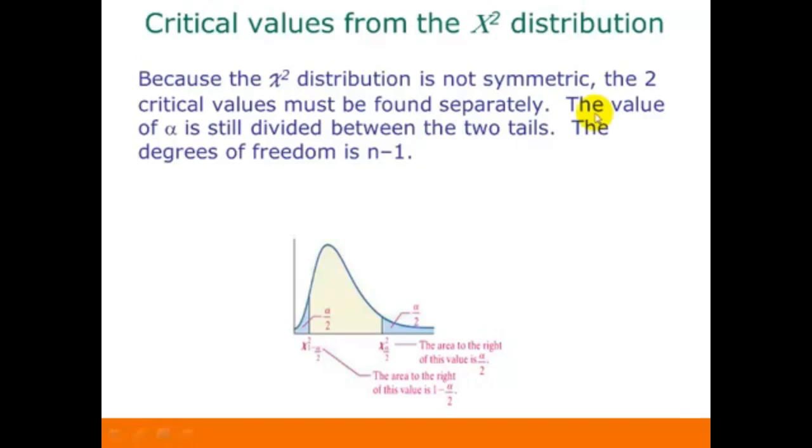The value of alpha is still divided between the two tails, and we're going to use n minus 1 for our degrees of freedom. So what we'll do is we'll take our alpha, divide it equally between the two tails, so we have alpha over 2 in this tail and alpha over 2 in this tail.